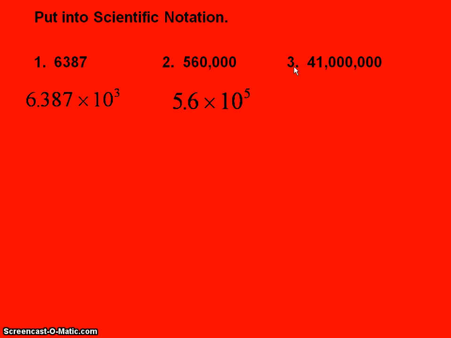Now try number 3. Take a look at that number. And would you want that amount of money? So when you swing that decimal place, you're moving it 7 spots, and your new decimal is 4.1, and in scientific notation it's 4.1 times 10 to the 7th power.